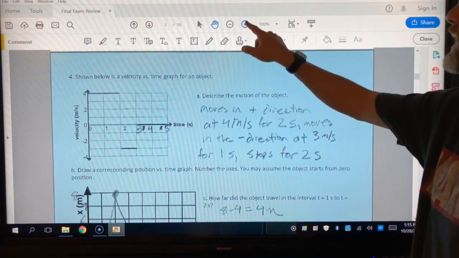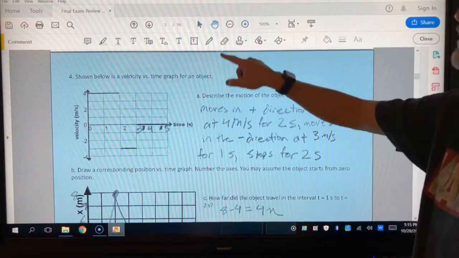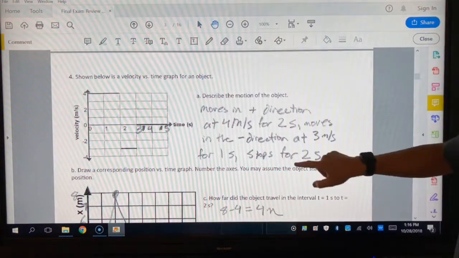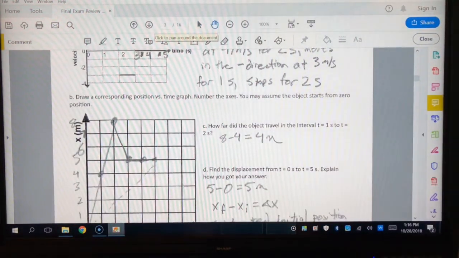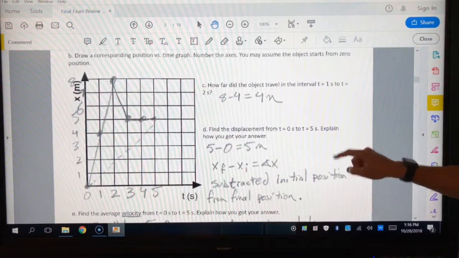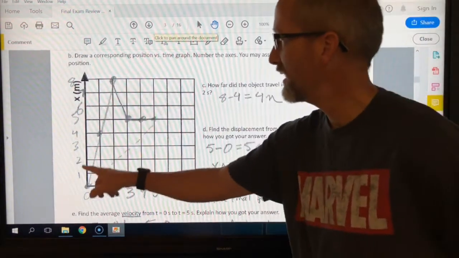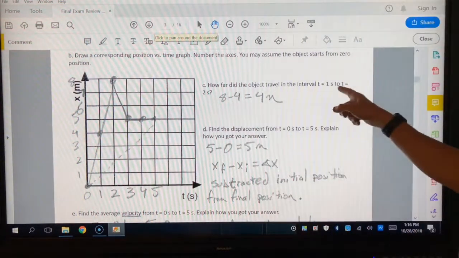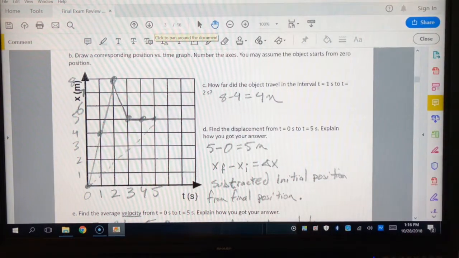And I'll blow this back up to 100%, and hopefully it won't turn blue anymore here. Alrighty, here we go. How far did the object travel in the time interval 1 second to 2 seconds? So I can do this very easily just by going from the 8 down to the 4. And so we know that during 1 to 2 seconds it traveled 4 meters.